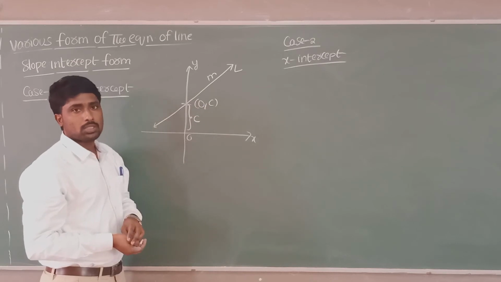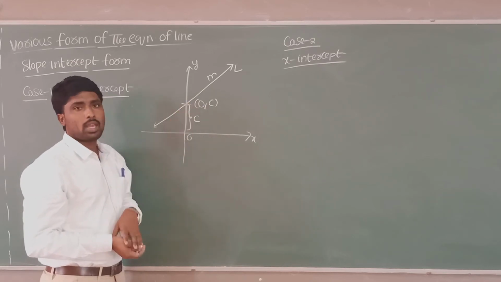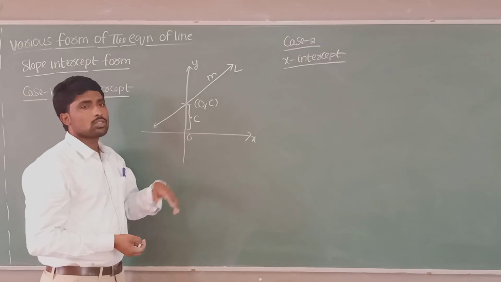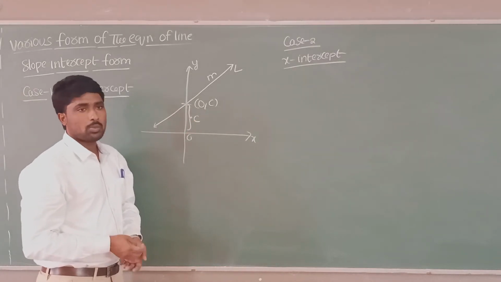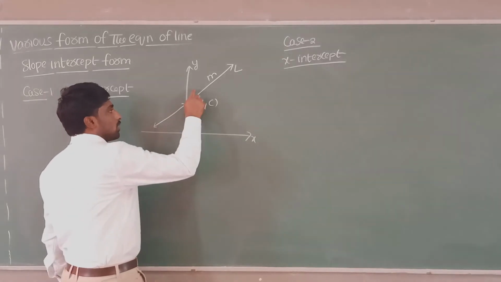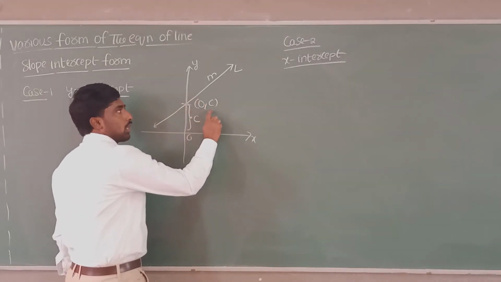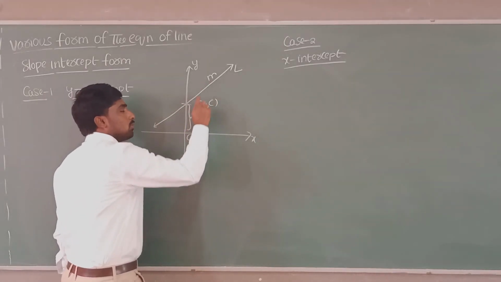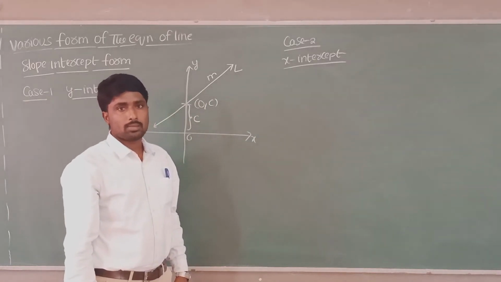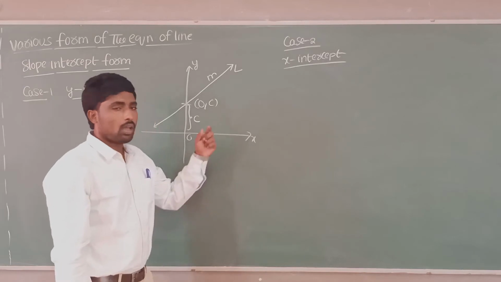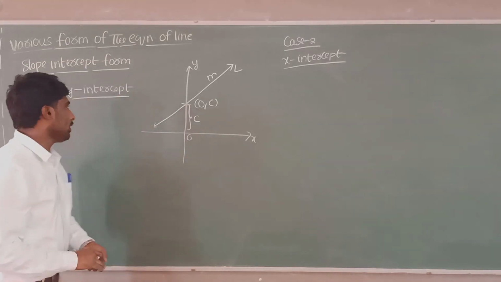Why is it 0, c? The point lies on the y-axis, so the x value is always 0. So this point is 0, c. Now all of you observe here. This line is passing through 0, c, and the slope of the line is m. So we can apply here the point slope form of a straight line. Is it clear, everyone? Now, all of you note down the introduction here.